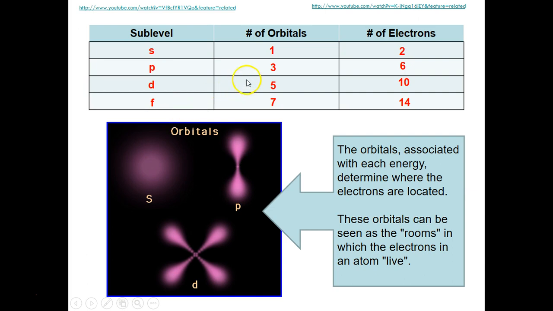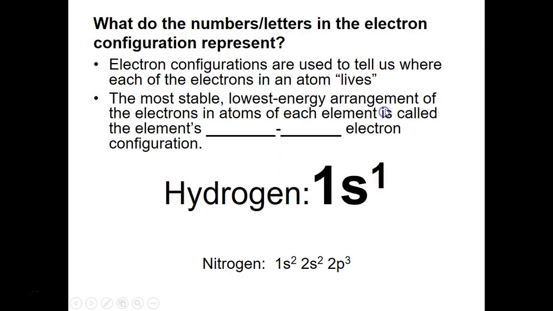So there's a trend that we can see, and that trend is the number of electrons per orbital. We see that 1 orbital can hold 2 electrons. That means 3 orbitals can hold 6, 5 can hold 10, and so forth. So when we look at an electron configuration, it's going to be a combination of letters and numbers. So what do the numbers and letters mean?